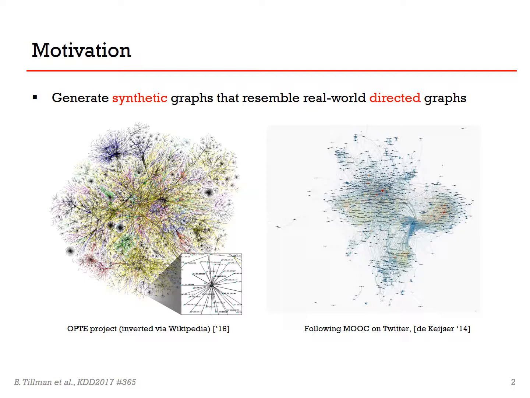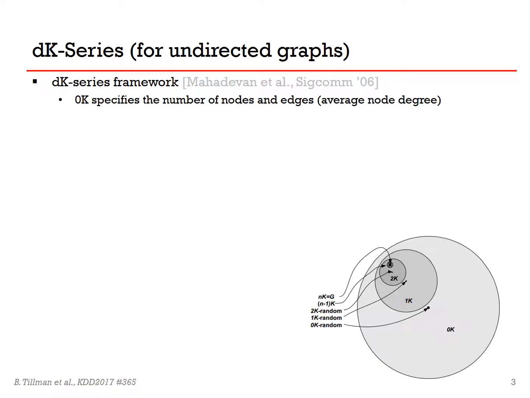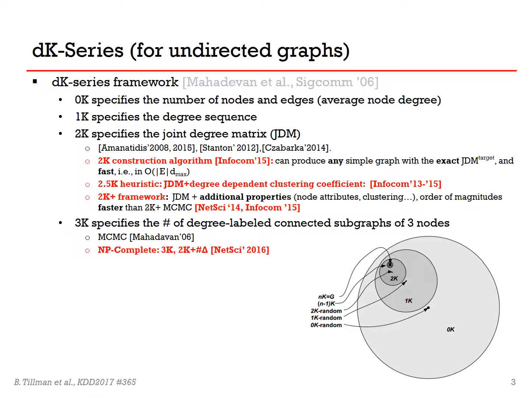of these networks. We adopt the dK series framework that was introduced in SIGCOMM 2006 by Mahadevan et al. It specifies a series of distributions in increasing complexity, namely the counts of degree-labeled d-size simple connected subgraphs. 0K by convention corresponds to Erdős-Rényi graphs with fixed number of edges, 1K specifies degree sequences, 2K specifies degree correlations or joint degree matrices, 3K specifies the number of degree-labeled connected subgraphs of three nodes, which also gives clustering coefficients, nK specifies graphs with n nodes up to isomorphism.